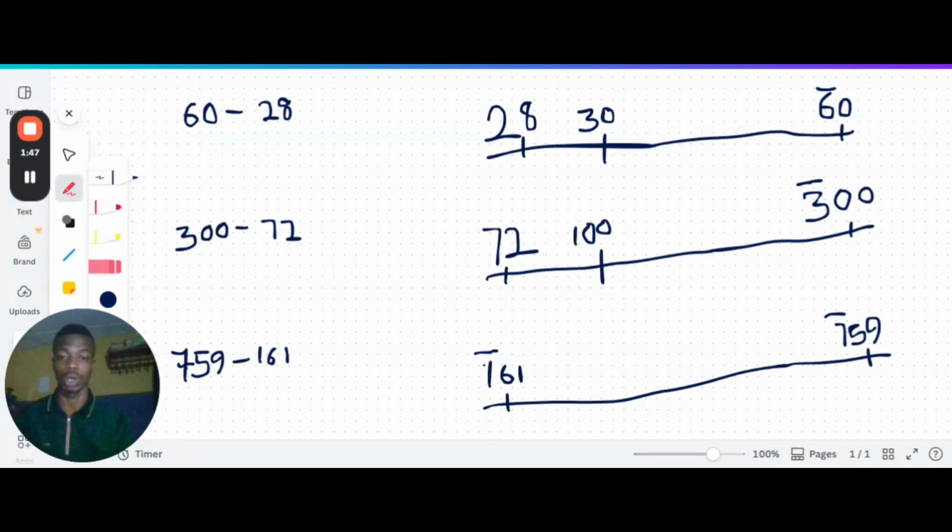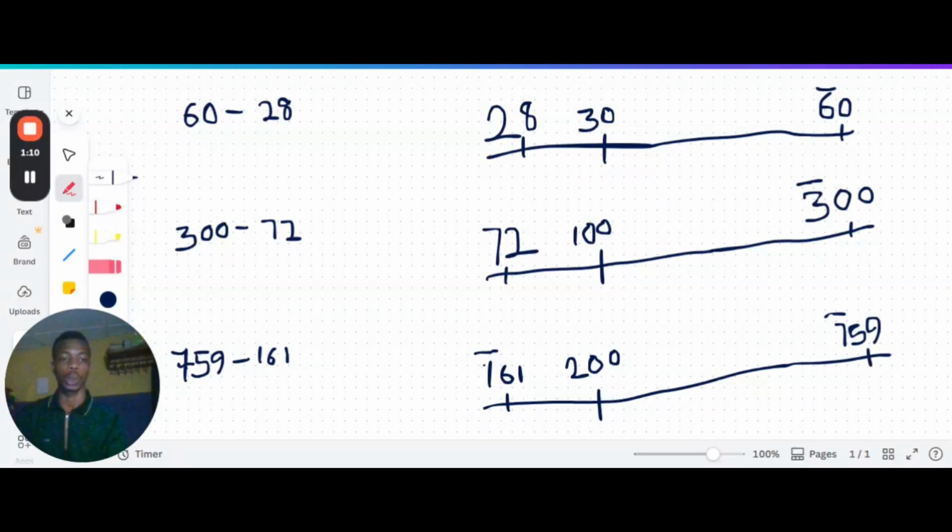However, you can't put in 100 because what you put in has to be higher than this and lower than this. What hundreds is higher than 161 and lower than 759? We have 200, we have 300, we have 400, we have 500, we have 600, we have 700. But the nearest one is 200. So you are going to write 200. Okay.